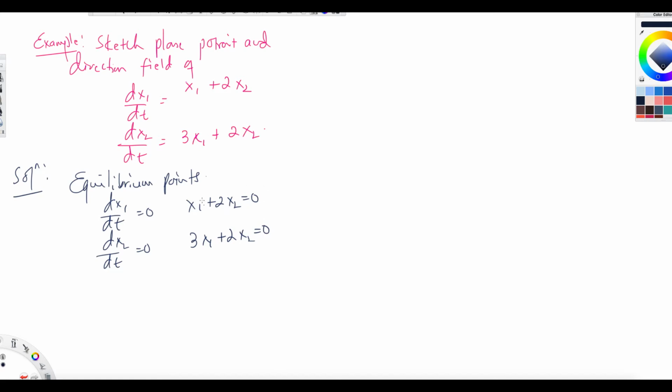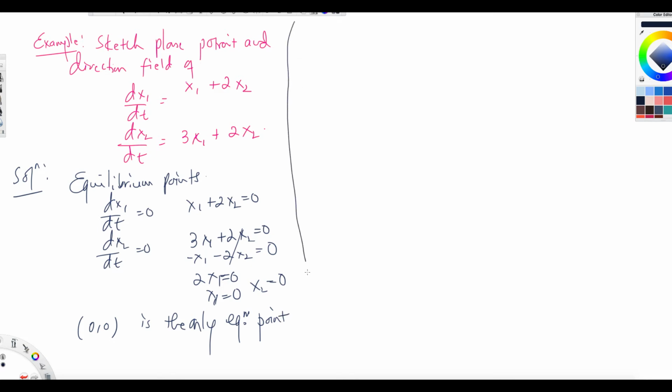I mean, you can solve it. How do I solve this? You can just subtract, right? So multiply the first equation by -1. What do you get? Negative x1 minus 2x2 equals 0. You cancel that one, and what you get is 2x1 equals 0, so x1 equals 0. If you set x1 equals 0, you will get x2 equals 0 as well. So 0, 0 is the only equilibrium point, right? Okay.